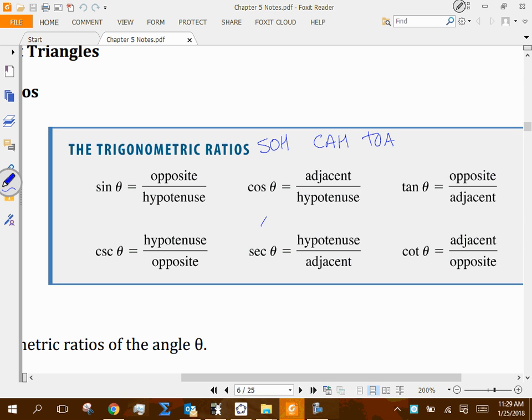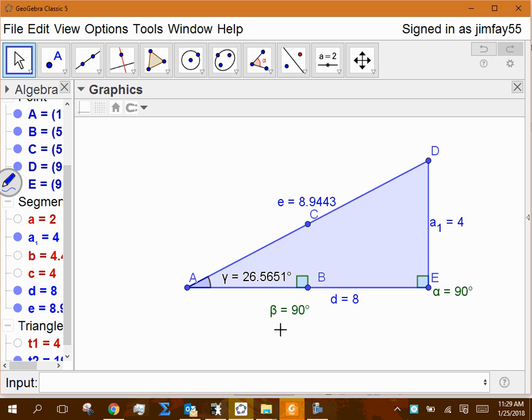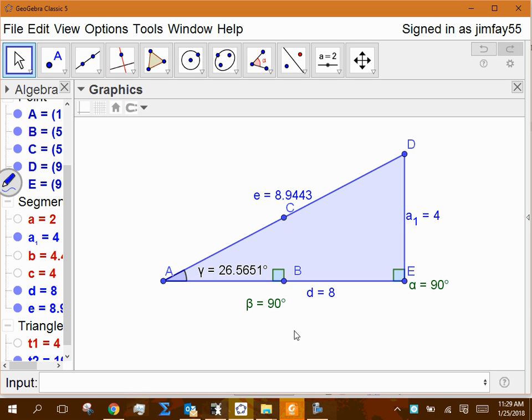It means their side lengths are in the same ratio to one another. All right. So if I look at, let's say, this triangle right here. Now, before we do anything, I'll preface that we've got some rounded values up there. That angle gamma down there says 26.5651. Let's round it to 4 decimals. The 8.9443 is rounded. So when we do this, there might be some discrepancy in the rounding that occurs on your calculator, but it's going to be out 4 or 5 decimal places.